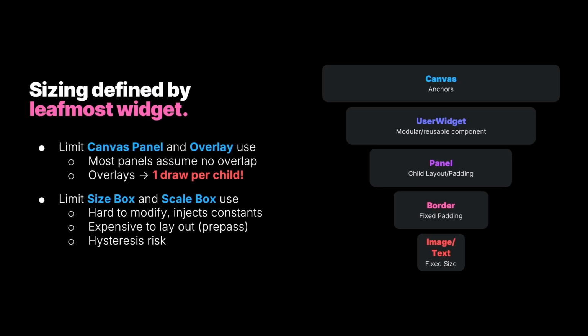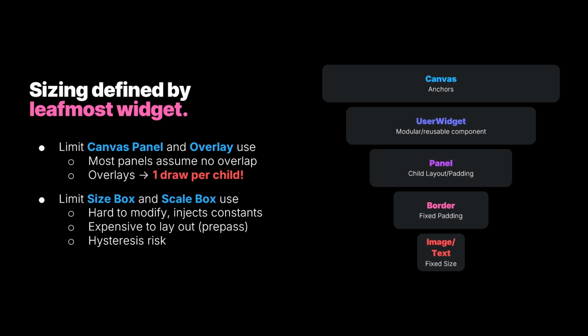In terms of general advice on how to lay out your hierarchy, I have a tree here on the right. You want to size based on the leafmost widget. So try to avoid having constant sizes of things anywhere except at the very childmost widget of your UI. As an example here, we have an image or some text, which has some fixed size, like a 50 by 50 image or some text at 16 point. We have that wrapped in a border, which doesn't have a fixed size, but has some fixed amount of padding, so it adds 5 pixels on each side. Those all go into some sort of panel, which is going to have several different children. It's going to add all their sizes together along with its own padding.